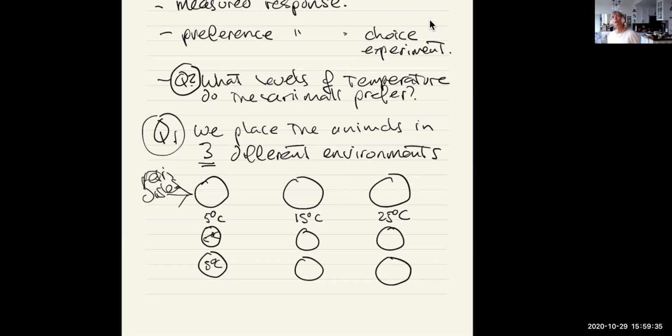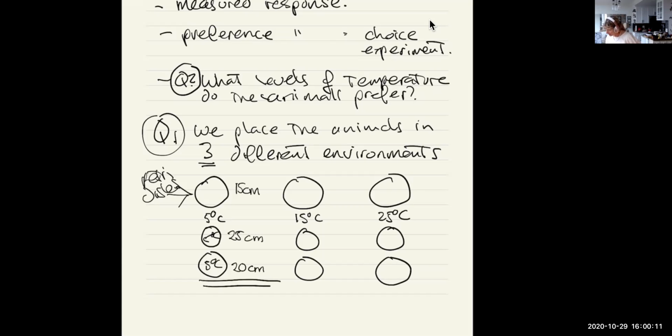And you can do more, it just depends on the time that you have. 3 is usually plenty. And we'll measure their response in some way. So if we're measuring movement, maybe we get 3 different distances of movement. For our first replicate, maybe it travels 15 centimeters. Maybe the second one travels 25 centimeters. And maybe the third one 20 centimeters.